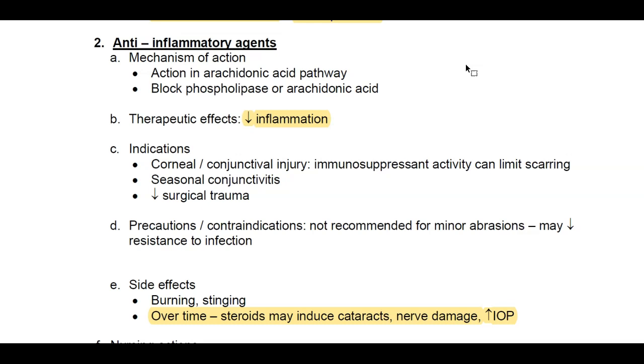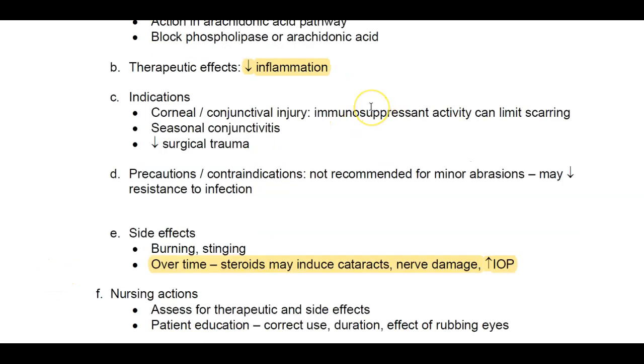In addition, anti-inflammatory agents can limit scarring in that area. If we administer these, especially some immunosuppressants, it will prevent scar tissue formation, and hopefully prevent possible complications that will impair the patient's vision or even comfort. Precautions and contraindications: these are not recommended for minor abrasions because they may decrease the resistance to infection.